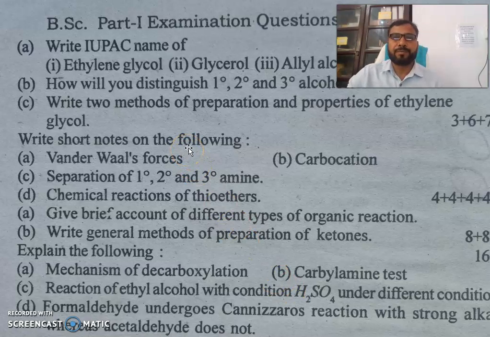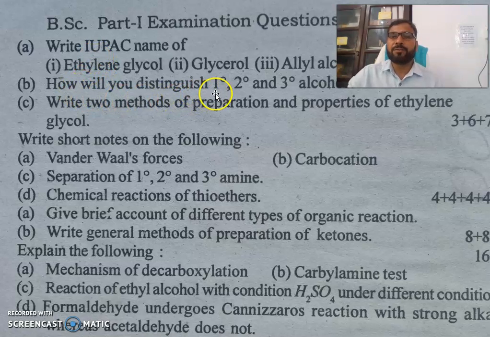Now question 6. Write IUPAC name of ethylene glycol, glycerol and allyl alcohol. These also have names, but these names are common. You have to write the IUPAC name, so no need to draw the structure. You directly write the ethylene glycol IUPAC name, glycerol IUPAC name, and for your convenience you can do the rough work, write the structure and then do the IUPAC nomenclature, but the answer needs only how ethylene glycol is called in IUPAC name.